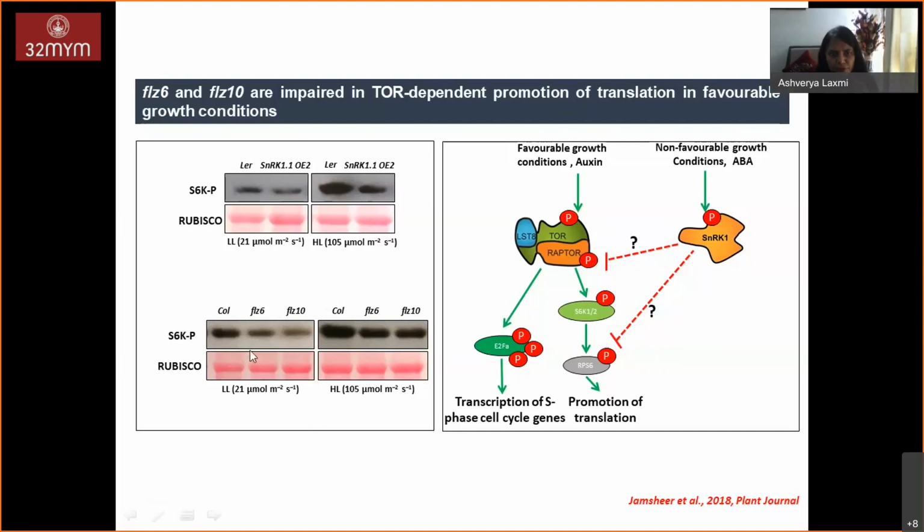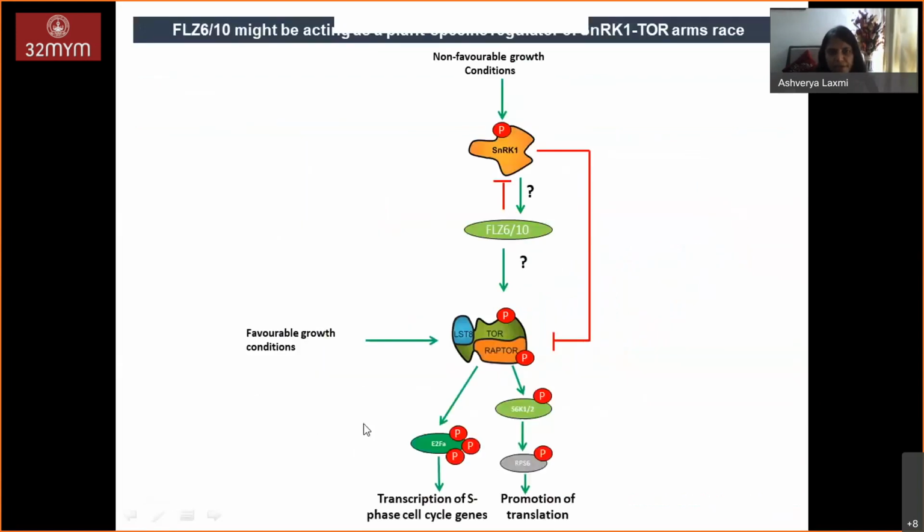So that's what we observed. We looked for a TOR regulated marker gene, the S6K phosphorylated form, and we found that yes, the TOR signaling was downregulated in these mutants. So we proposed a model based on these observations that FLZ6 and 10 are upregulated by SnRKs, but in turn feedback regulate SnRK1 protein levels.